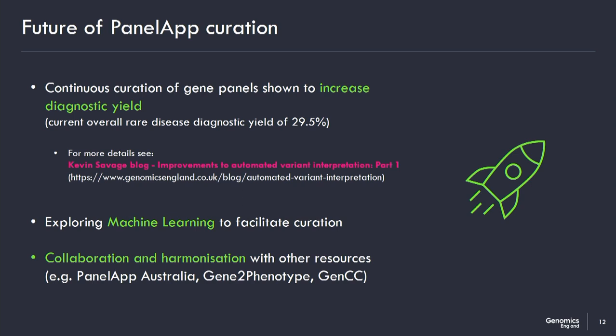But we do recognize the value of machine learning and how this can help us with our curation. And as we all know, data sharing is incredibly valuable in this field. So we are working closely with other resources, such as PanelApp Australia and other gene curation efforts via the GenCC to harmonize gene-disease assessments across these different gene curation efforts.